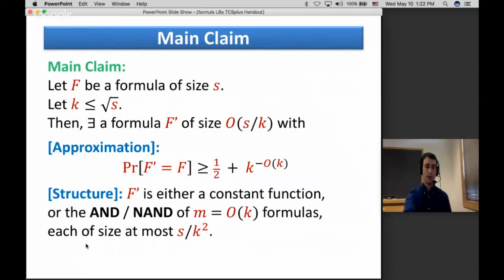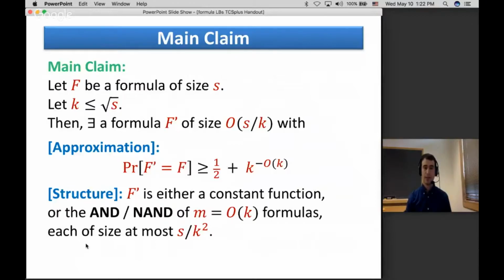And so far in the application, I haven't used this structure at all, but it will be interesting if you could take advantage of this structure and exploit it to get better worst-case lower bounds. So this finishes the first part of this talk.